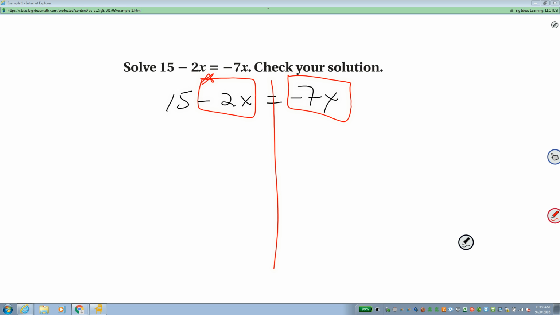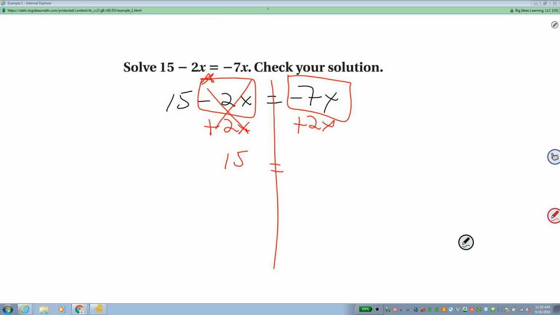How do we isolate or get rid of that from one side of the equation? Turn it into a positive. So if we turn it into a positive, we're going to add 2x to this side. That cancels that out. We still have 15 on this side, equals, we're going to add 2x to this side because if we do it to one, you must do it to the other.